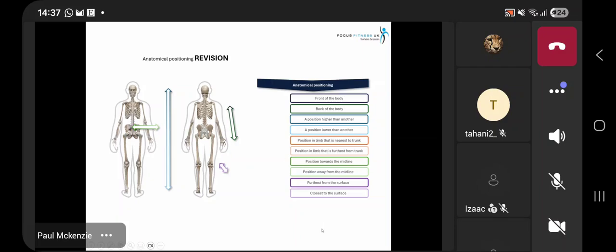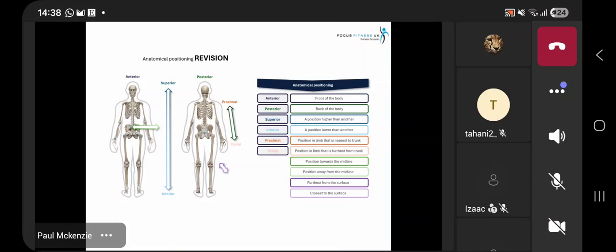So what's the missing word for front of the body? Anterior. What's the missing word for back of the body? Posterior. Okay. So we have an anterior view or front view, and we have a posterior view, back view. A position higher than another. Here, and then a position lower than another. Here. Position in the limb that is nearest to the trunk. Approximate. Position in the limb that is furthest from the trunk.